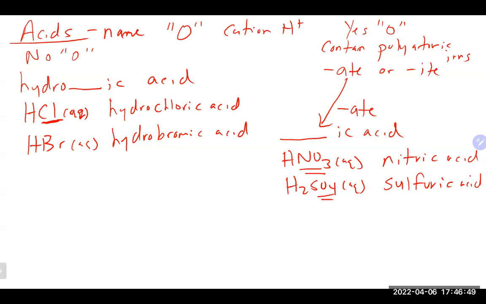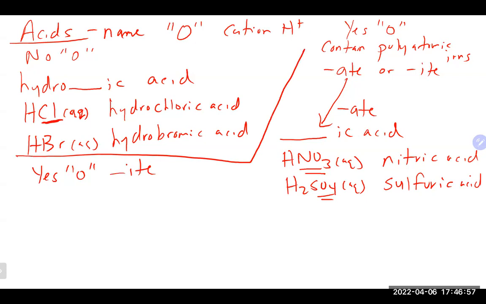Now, if your acid does contain oxygen and the polyatomic ion ends in "ite," it is something-OUS acid here. So if we took something like HNO2, NO2 is NO2 minus, which is nitrite. This would become nitrous acid.